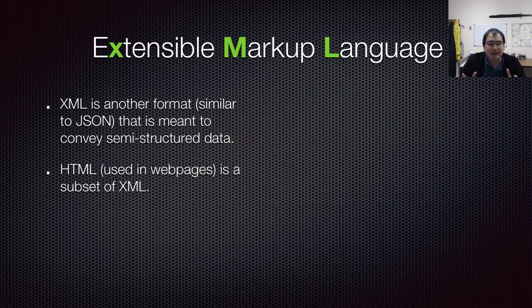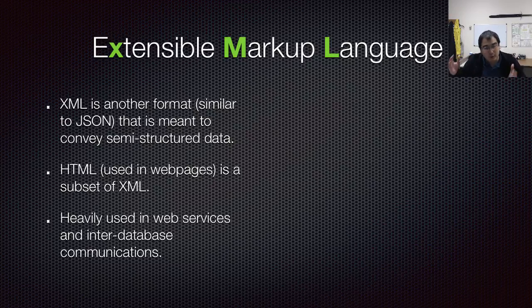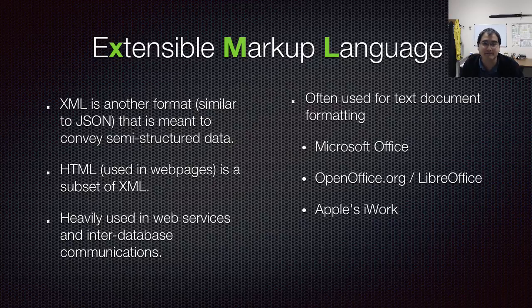XML is actually an example that you probably see all the time. HTML is an example of XML that uses a subset of all the flexibility that XML can use on its own. It's heavily used in web services as well as in communications between databases. Because you can convey a lot of information in XML, it's often used, once again, in communication between services. JSON is also used there. XML is a little bit older than JSON, but many times they're used very interchangeably.